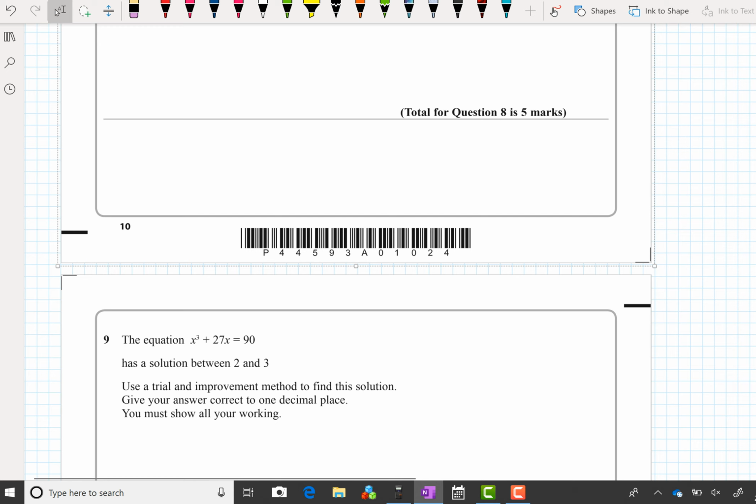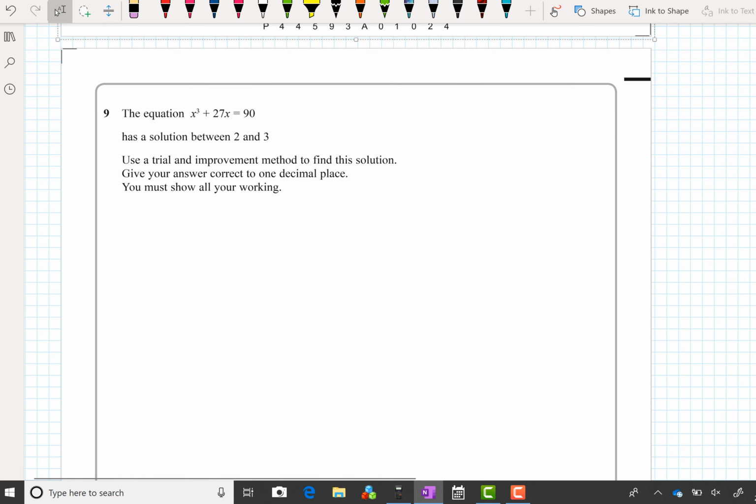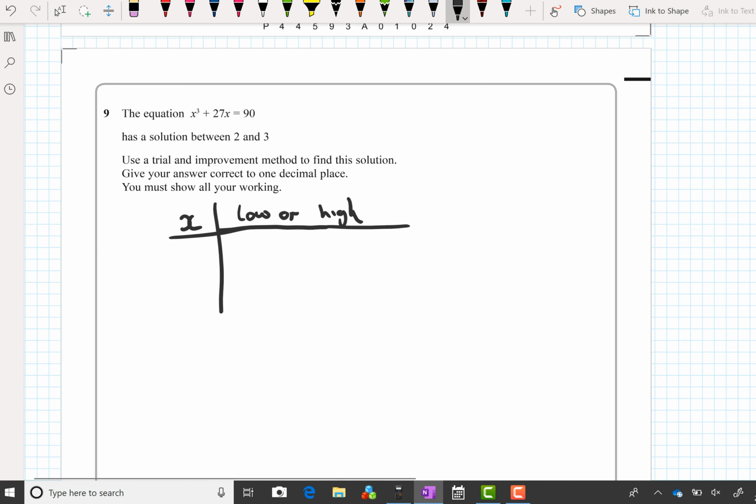Okay, so the equation x cubed plus 27x equals 90 has a solution between 2 and 3. Use trial and improvement to find this. When we put x in, it's going to pop us out an answer, and we want to know firstly, is that answer going to be too low or too high? So low or high, and what number it is, if you want to be super precise.